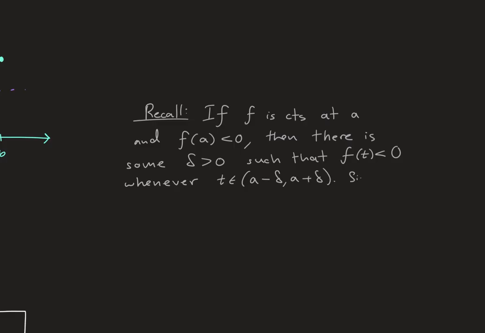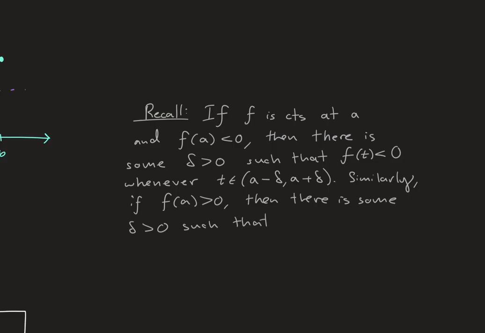Similarly, if f of A were bigger than 0, then there is some delta bigger than 0 such that f of t is also bigger than 0 whenever t is a member of this set. This is proven in the last video. I'm not just telling you this is true, that's bad math.